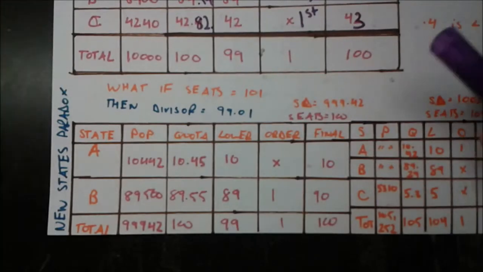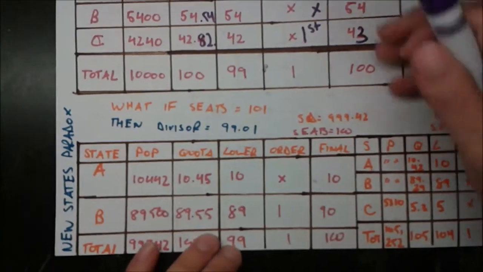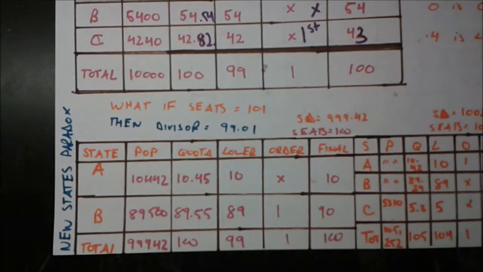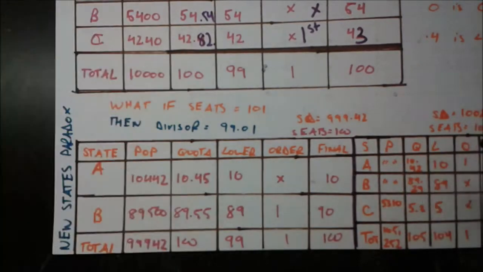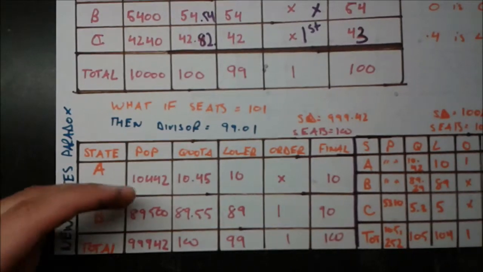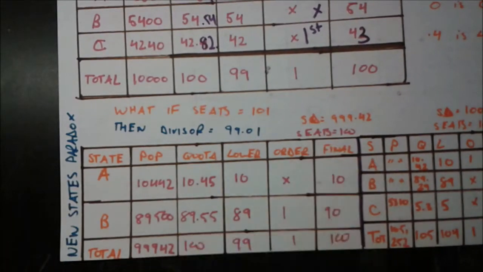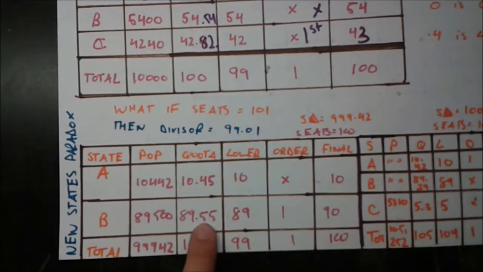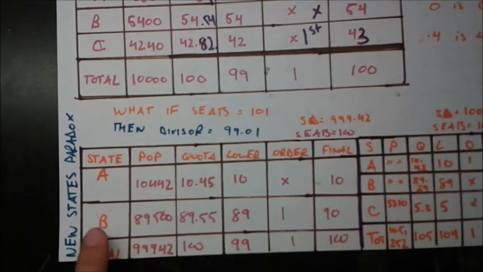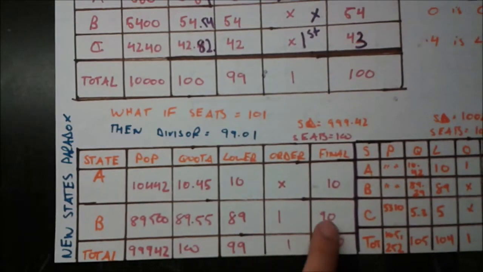Now the next thing is called the new states paradox. And the name suggests that we're adding new states. So look at this first table. I'll draw a line where the second table begins. Before this line, look at this first table. This is simple. We only have two states, A and B. We have the populations, the number of seats is 100, and we calculate the whole table. So let's just see what happened in general. We had the lower quota here as 10, lower quota was 89, and since 0.55 is higher than 0.45, state B got the extra seat, and they went up to 90.